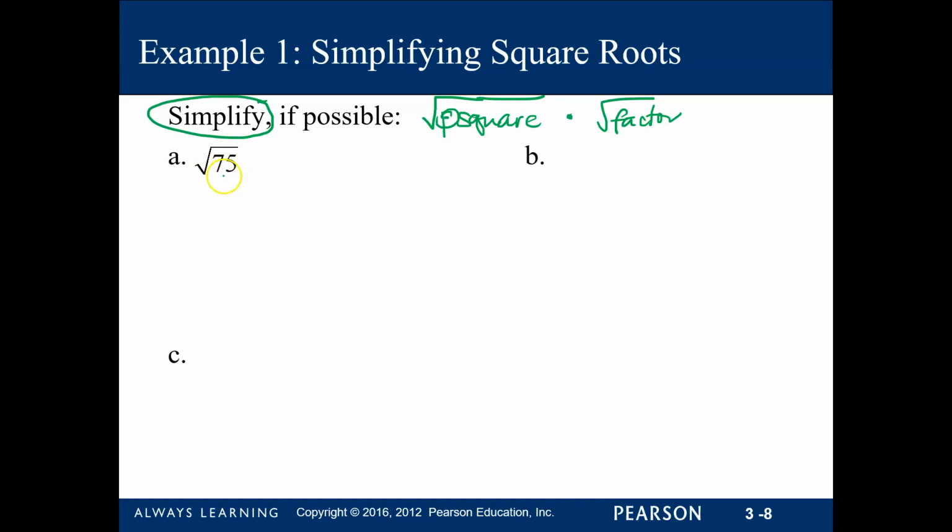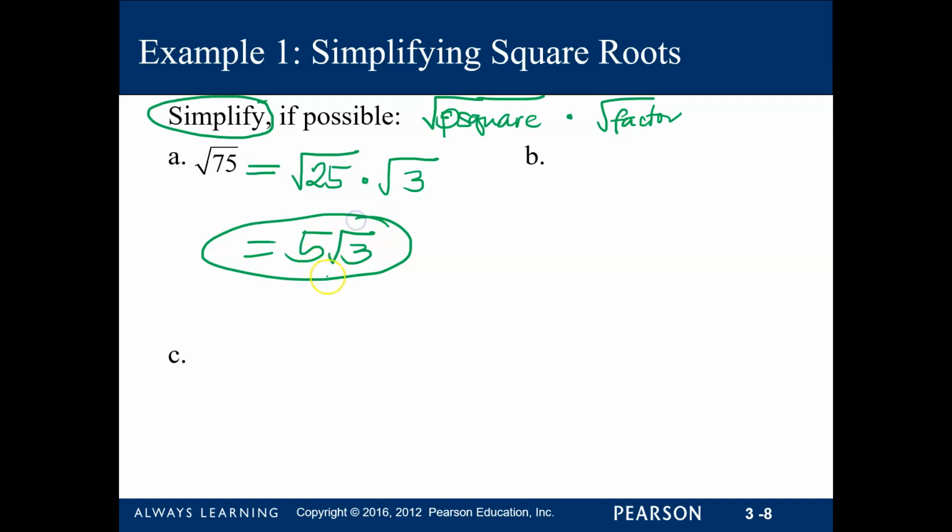Now, square root of 75 can be written as the product of 25 and 3, okay? Why did we select 25? Well, we know that the square root of 25 is a specific value, which is 5. And then, can we get the exact value of the square root of 3? No. So we leave it as it is, okay? So that is the simplified form of the square root of 75.